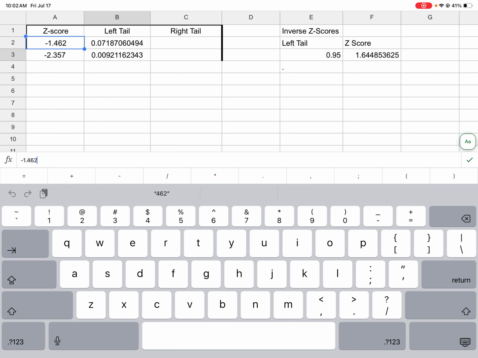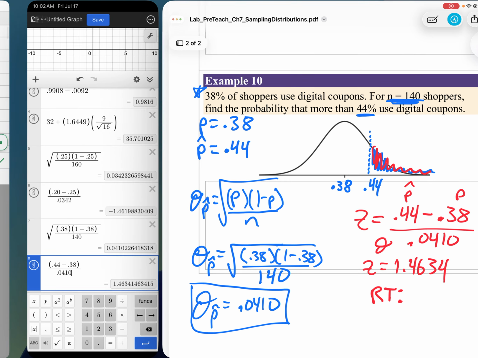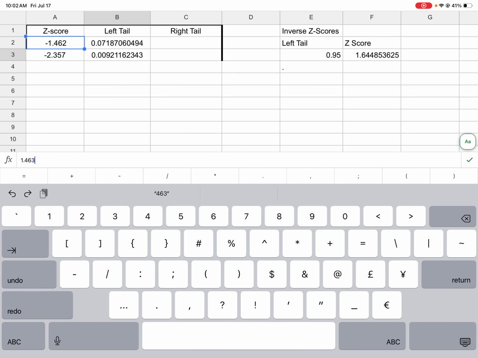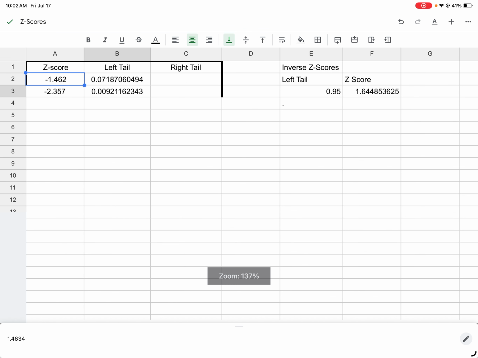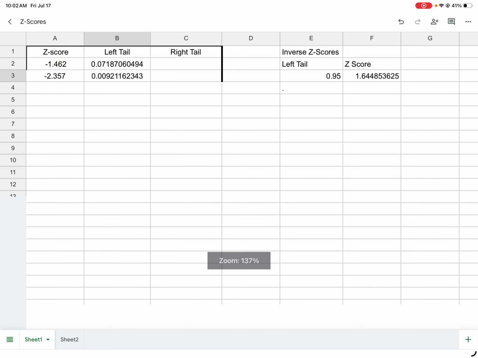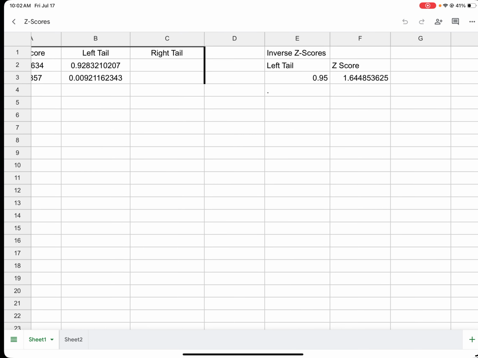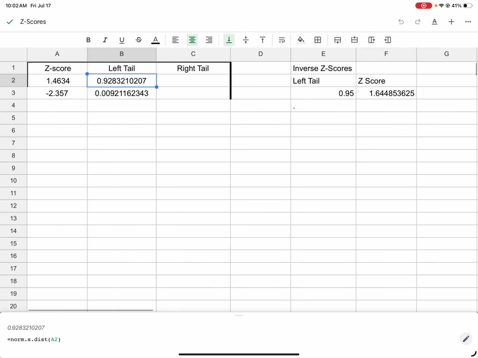Let me adjust this. 1.4634, right? Let me double check that. 1.4634. Okay, great. Oh, that did not save, of course. 1.4634. Let me hit the check mark and then double check that. Oh, why didn't that update? Sorry, let me just see what's going on here. There we go. 1.4634. Let me double check that the formula updated.